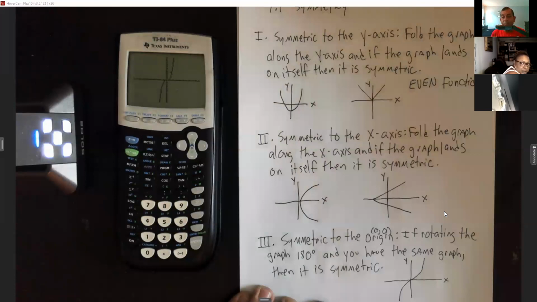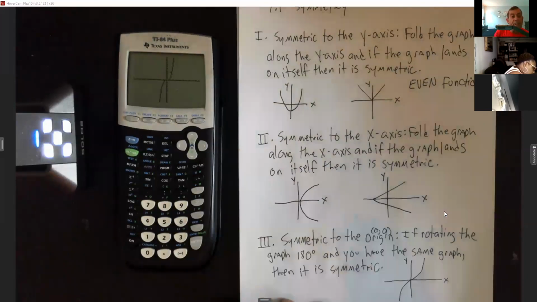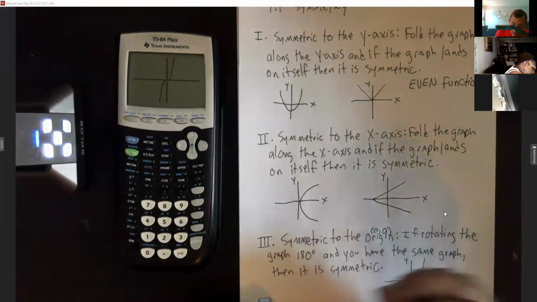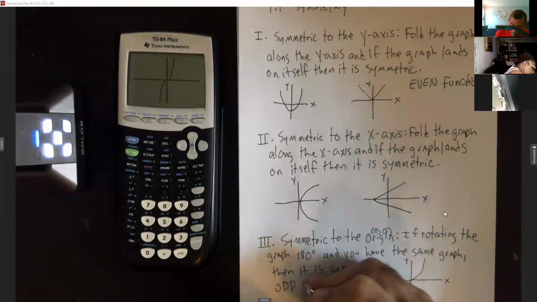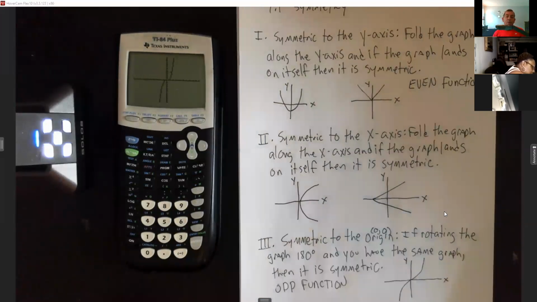So an even function is symmetric to the y-axis. If it's symmetric to the origin, it is what we call an odd function. And you'll notice that on these, odd functions usually have odd exponents. The even functions will have even exponents.